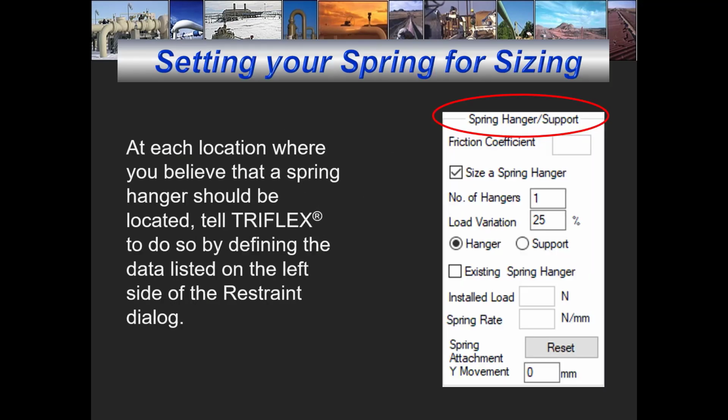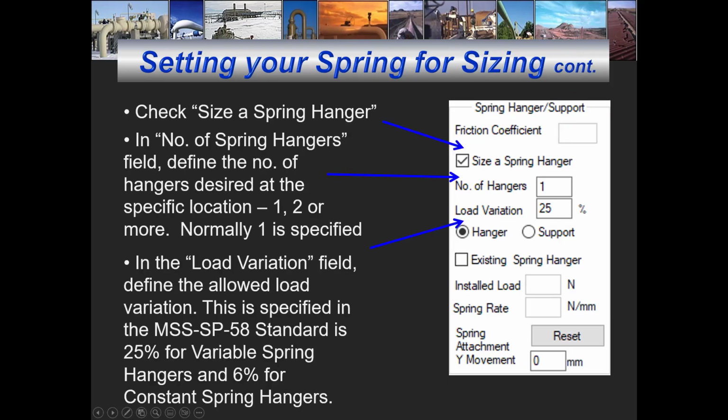In order to model a spring hanger, you're going to open up your component dialog, whether it's an elbow or pipe or a joint, and go to the Restraints tab. On the left-hand side of that, you'll see the spring hanger support area, and you're going to check size of spring hanger right here. And the number of hangers can be 1 or 2. If you do it as 2, the load is going to be split evenly between the 2 spring hangers.